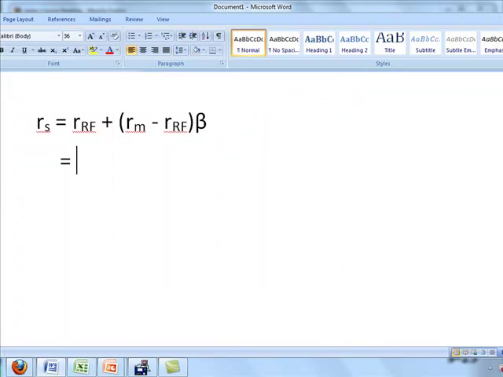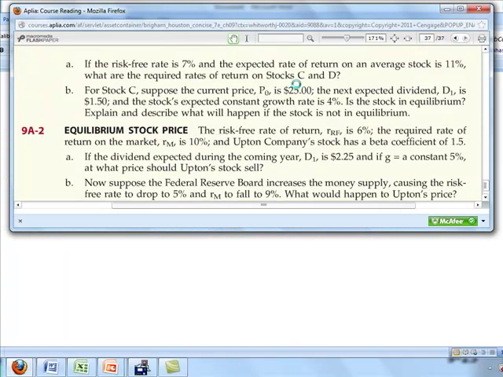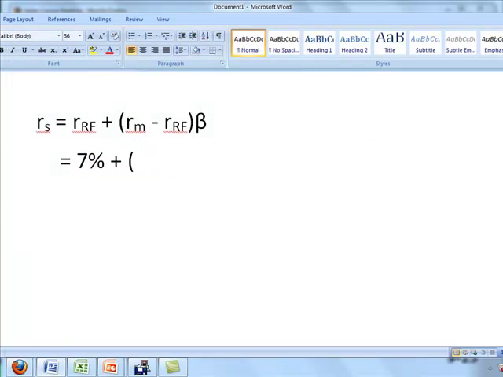Okay, and in this case, it does say that the risk-free return is 7%. And it says that the expected rate of return on an average stock is 11%. That's another way of saying that the market rate of return is 11%. It's just the expected return or the required return on an average stock, or you could say on the overall market. It didn't say anything about it being a risk premium on the market, so that would be a different deal. But this is just the average return on the market of 11%.